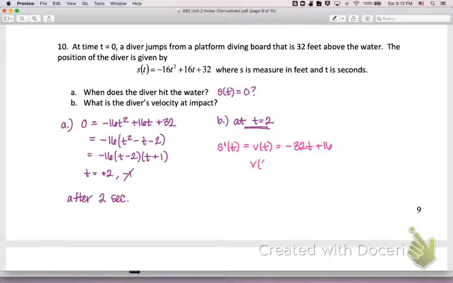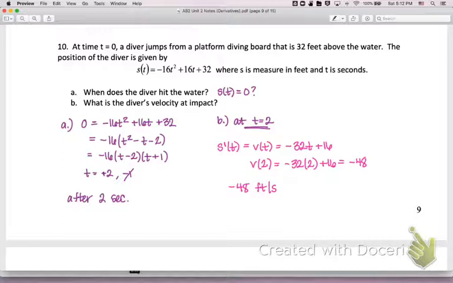That's just using our power rules there. We want to evaluate v of 2. So that's negative 32 times 2 plus 16, which equals negative 48. So negative 48 feet per second is the velocity at the moment that the diver hits the water. It makes sense that it's negative because we're going down. We're jumping from up high and going down.